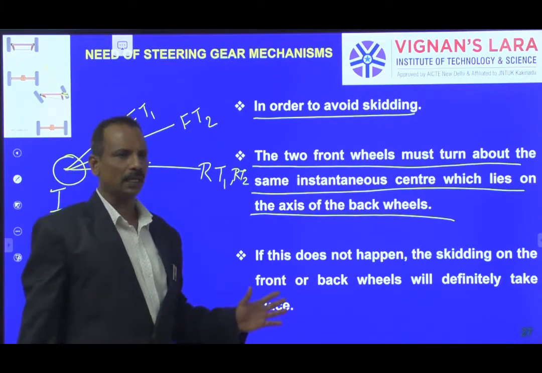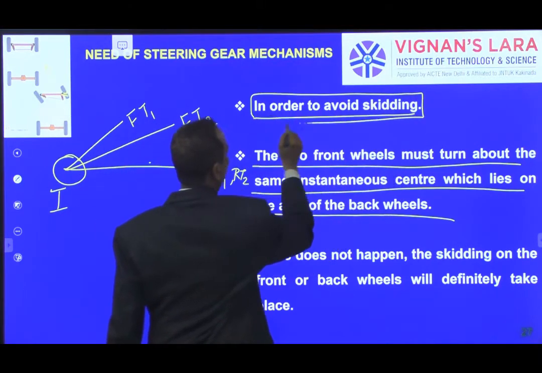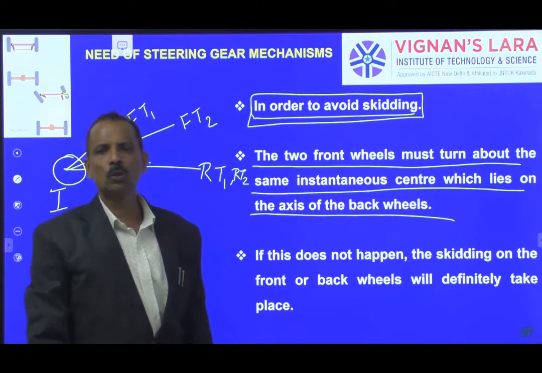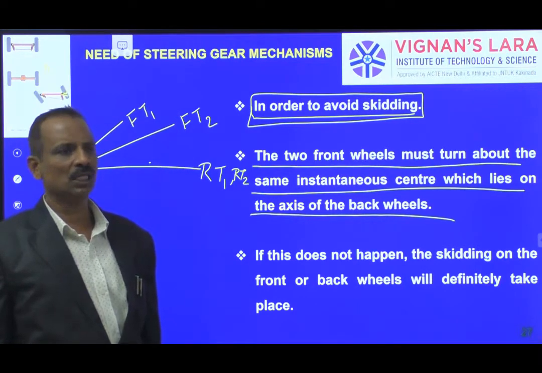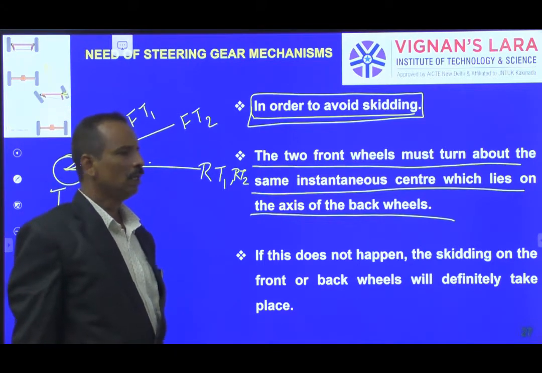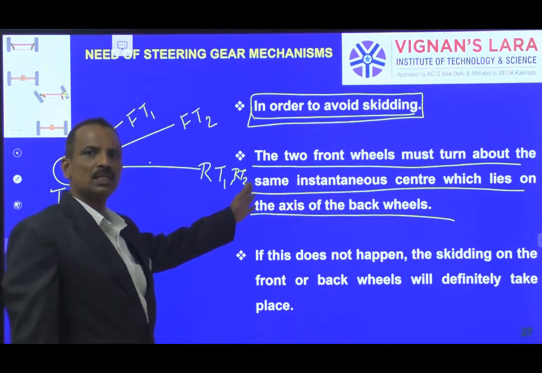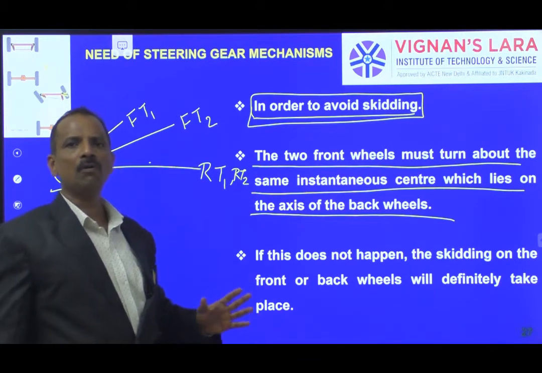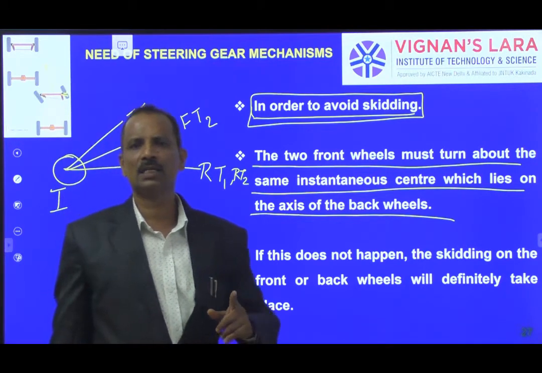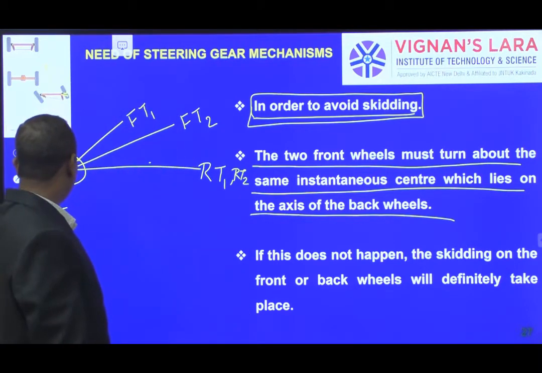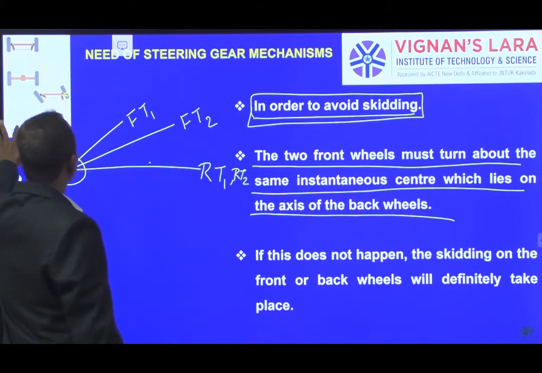So to avoid skidding, the first thing we said, we need a mechanism called the steering gear mechanism. That will take care that the front wheels and rear wheels all revolve about some center. That center is called the instantaneous center. That is what is shown here, the I center.